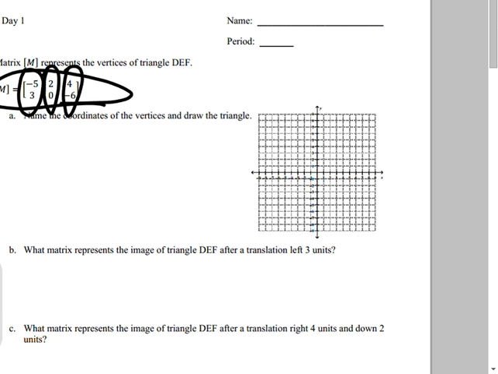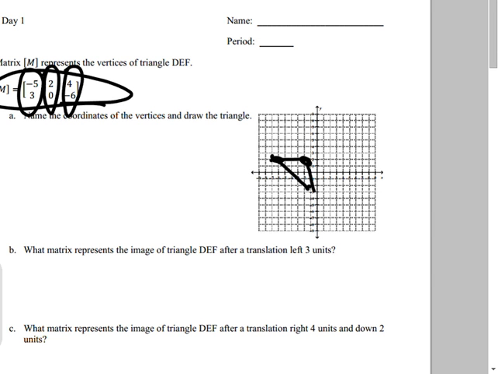What matrix represents the image of this triangle after a translation left 3? All right, so you've got your first 3 points. Then you move it left 3, and you've got 3 points. Let's say it's like this.